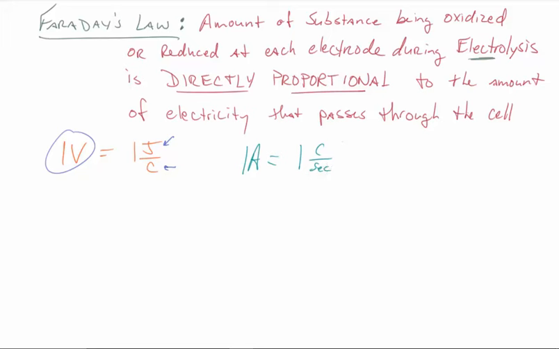And then the last one is Faraday's constant. What it means is that there are 96,485 coulombs of charge per mole of electrons.